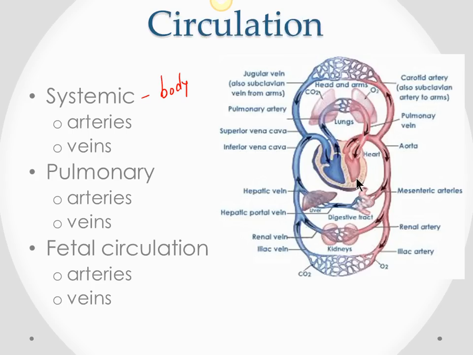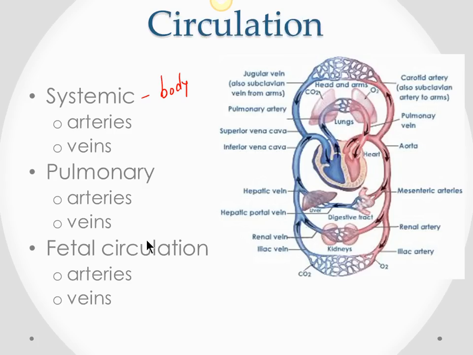Unless you have pulmonary circulation bringing back oxygenated blood, the aorta can't do its job, because it's not going to be able to take all this oxygenated blood to the whole body. So they work hand in hand with each other, but we call it separately: pulmonary going to and from the lungs, and systemic to and from the body. And then we have fetal circulation, which is different, where you have some additional blood vessels and some additional pathways which will close off once the fetus is born.